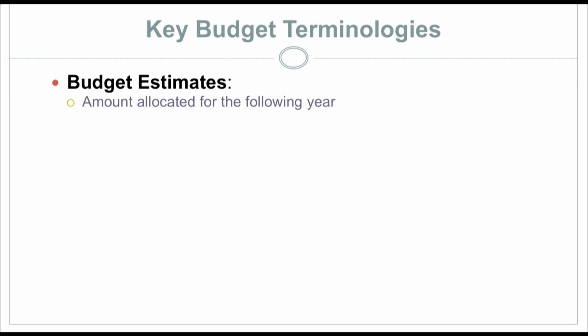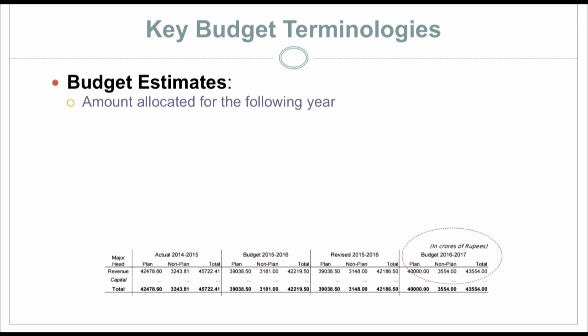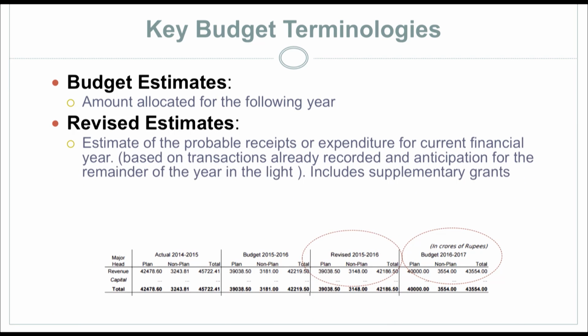Budget estimates, or BEs, are estimates of the amount of money that is allocated for the following year. For instance, the budget that will be announced on the 1st of February will have budget estimates for 2017-18. Next are revised estimates, or REs. These are estimates of the probable receipts or expenditures for the current financial year. This is based on transactions already recorded and anticipation for the remainder of the year, and also includes supplementary demand for grants which may have been made through the year.